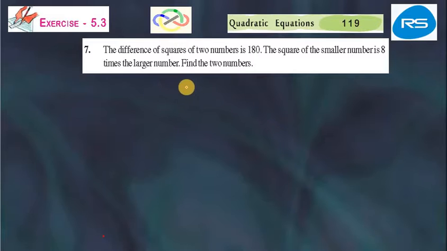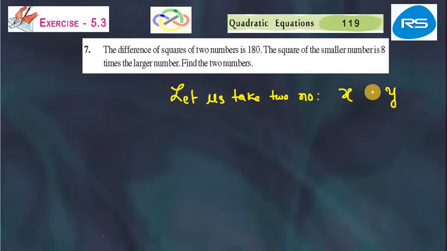First, let us take two numbers. We'll take them as x and y. Assume that one is smaller and one is bigger. So we have taken x is greater than y, meaning x is bigger and y is smaller.